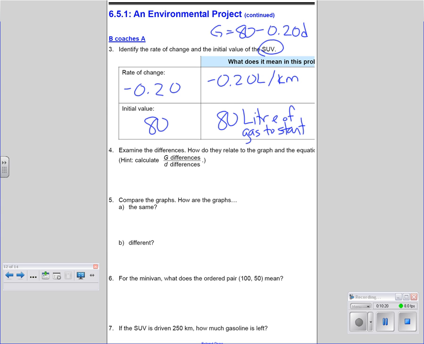Okay, so if we examine the differences, it says how do they relate to the graph and the equation? So the difference is we were getting negative 20 and the change in distance was 100. So if you have negative 20 divided by 100, then you get the value of 0.20. So look at that. The rate of change has come from the change in the table.